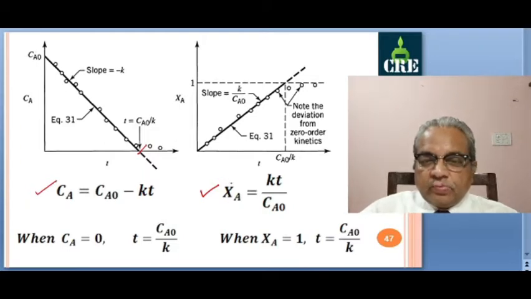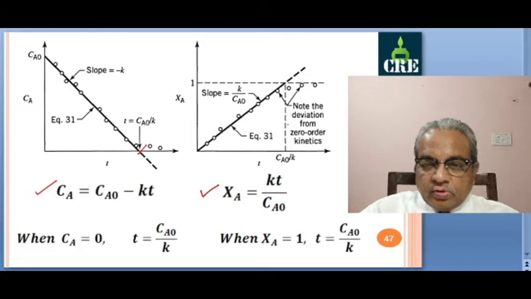Same thing here, Xa you plot on the y axis. So it is y is equal to mx form. Y intercept is 0. So what is x? X is t. M will be k by Ca0. So this slope is k by Ca0. Conversion goes from 0 to 1. This is the maximum conversion, 1.